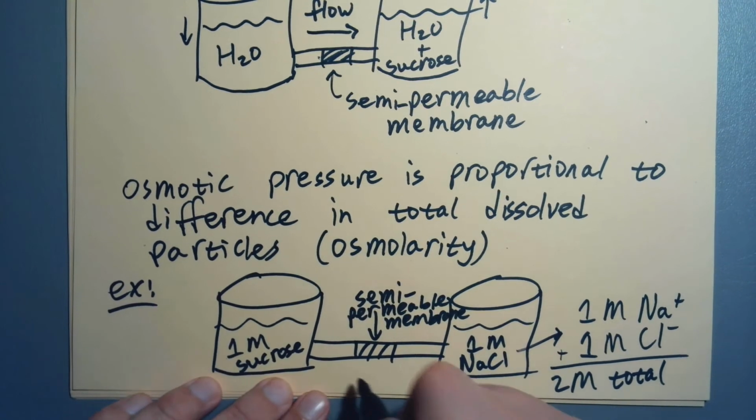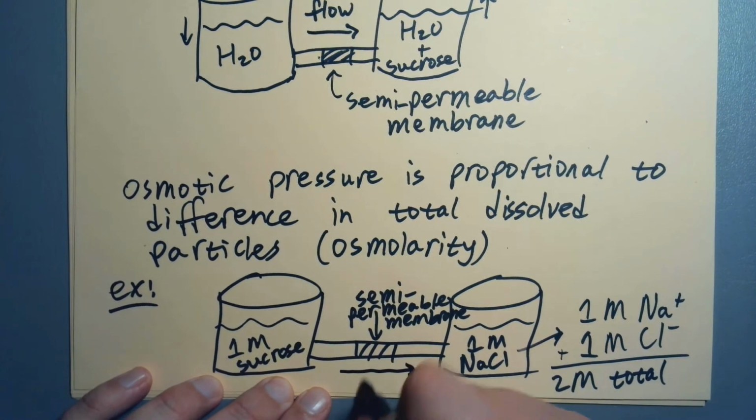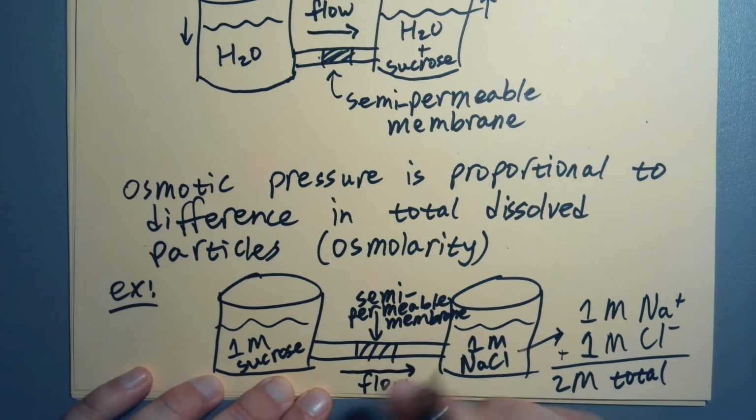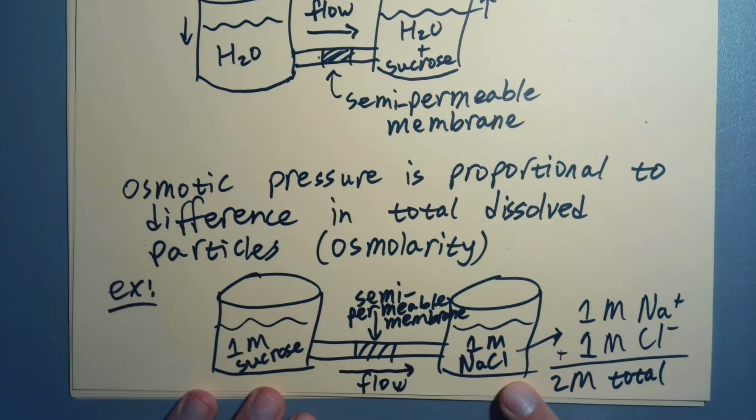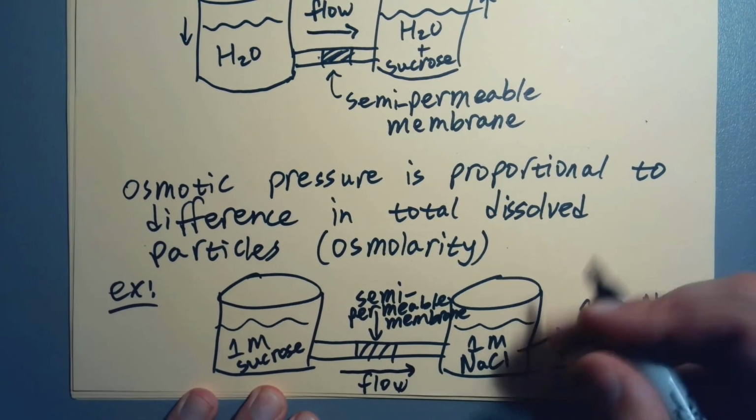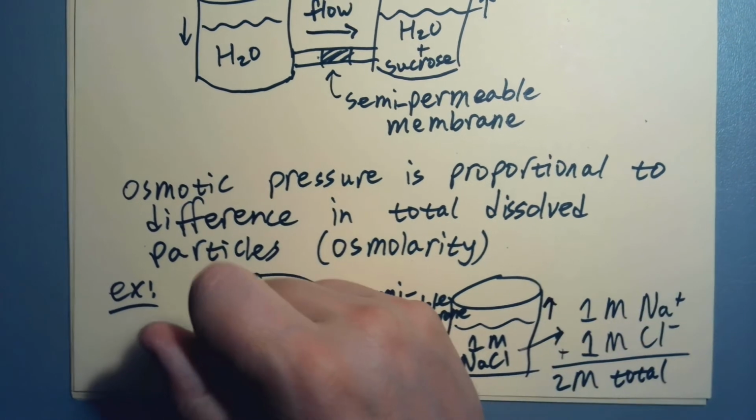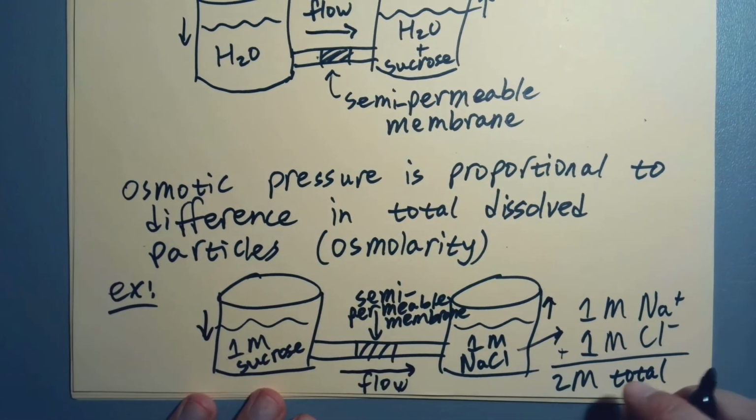And so that means we're going to have solvent flow this way. And so we are going to have an osmotic pressure over here because this column is going to move up. This column of water is going to move down. So that's what we're looking at.